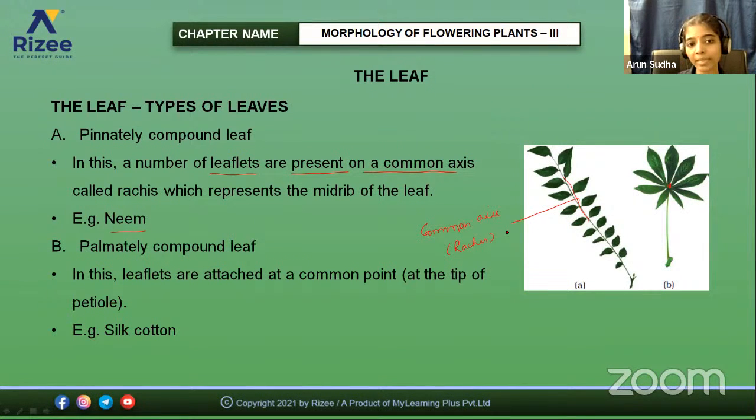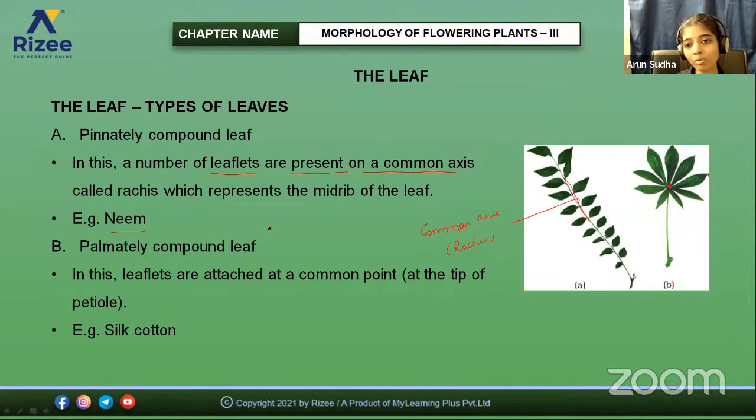But in the case of pinnately compound leaf, a number of leaflets are present on a common axis. So this is the rachis to which many leaflets are attached. Example is neem. Actually, if you observe the leaves around you, we can see a variety of arrangements.